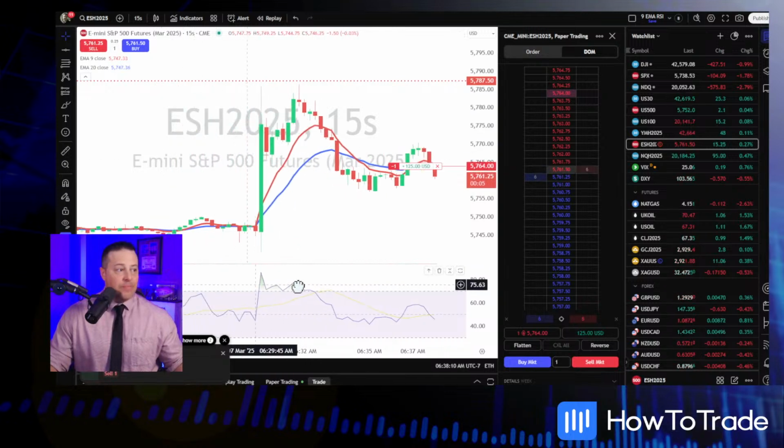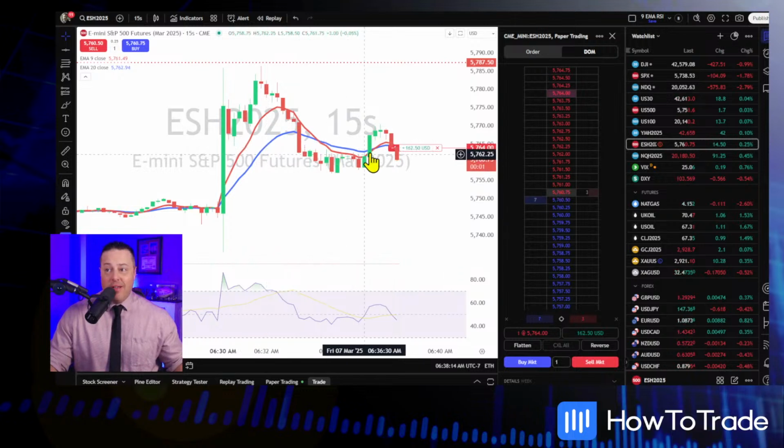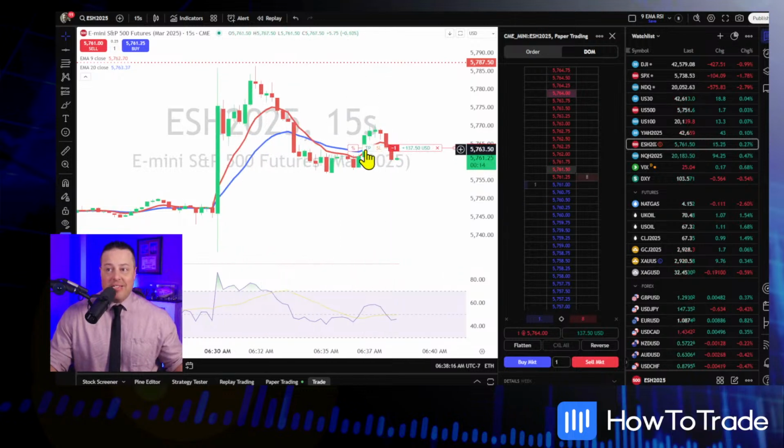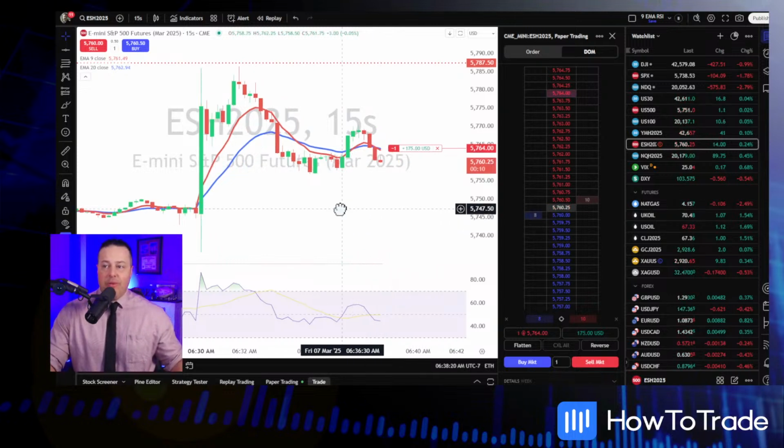Overbought territory. That's behind my picture, sorry. Overbought territory, cross under. Now, even though you crossed back over, you could have exited right there, or you could have held the trade. I'm a big fan of just holding them. Build the trade and hold it.